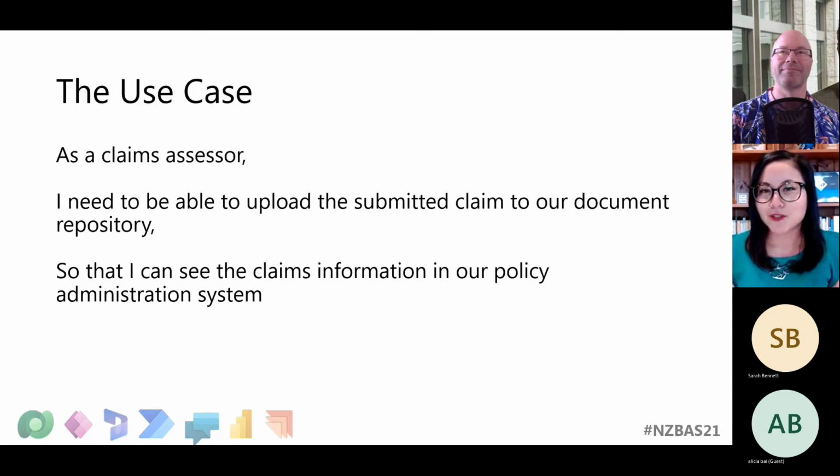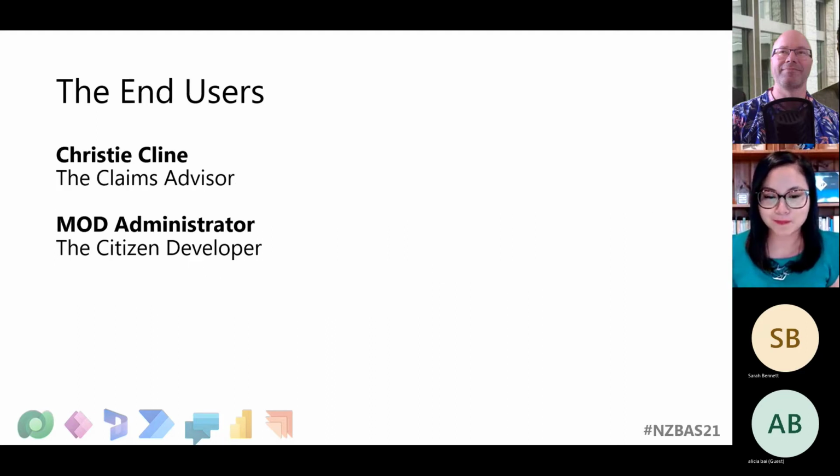So for this particular use case, we're going to use a Crombie Lockwood insurance liability claim form. And the scenario is, as a claims assessor, I need to be able to upload the submitted claim to our document repository so that I can see the claims information in our policy administration system. This is also known as PAS for those of you who are working in insurance companies today.